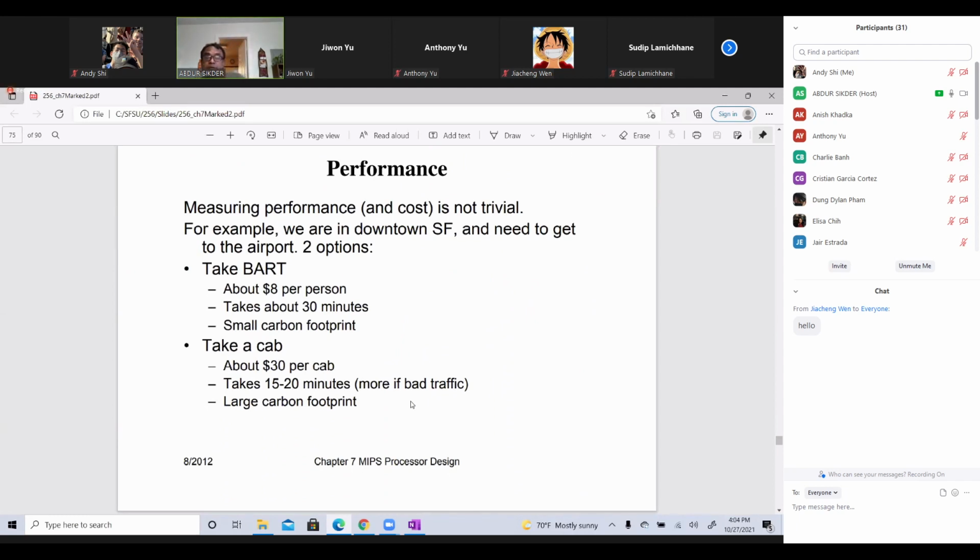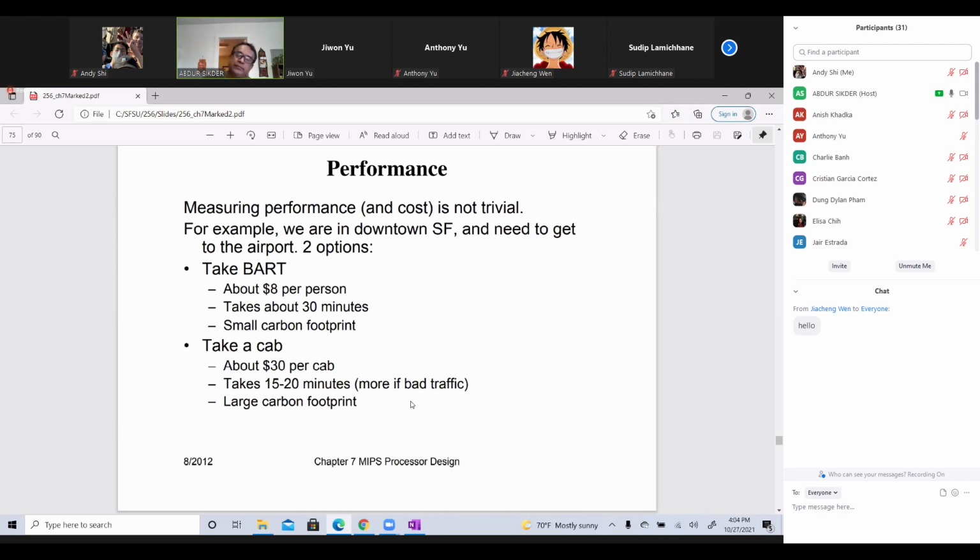Measuring performance is not trivial. Sometimes measuring performance in the pipeline is not obvious, it is a little complicated. Sometimes it could be obvious, sometimes it's not. So here is an example you can see.